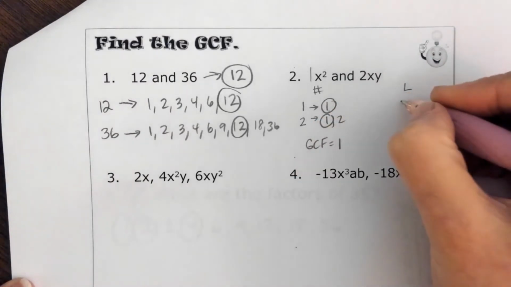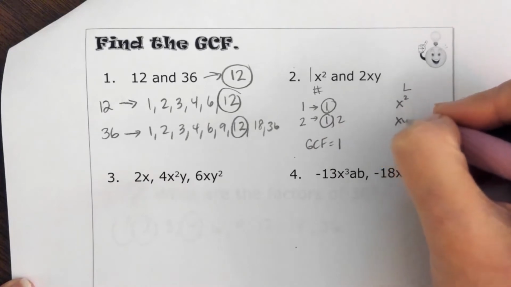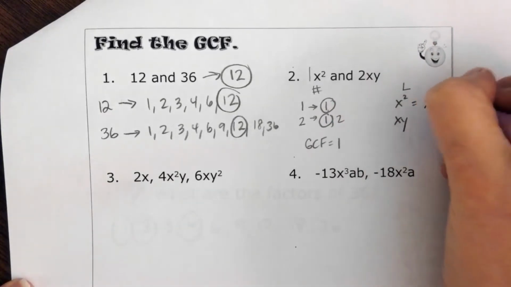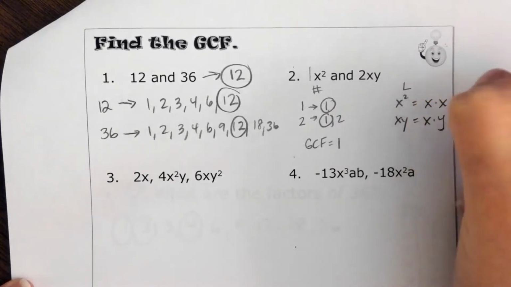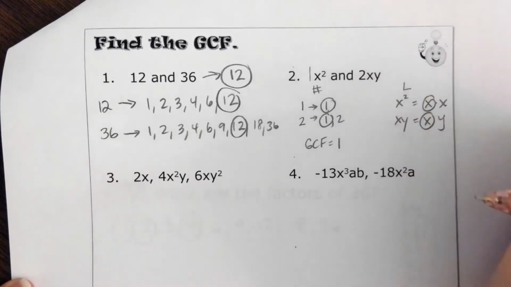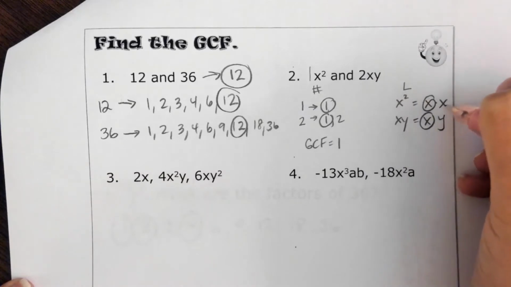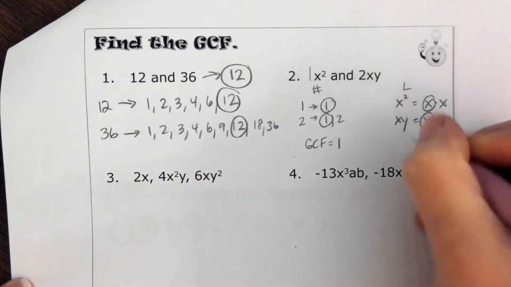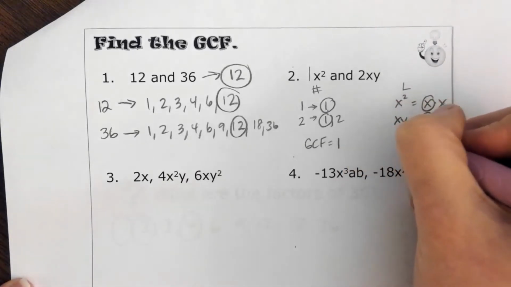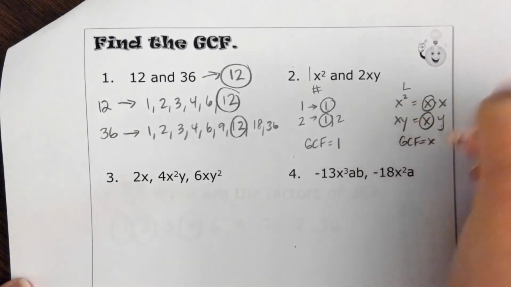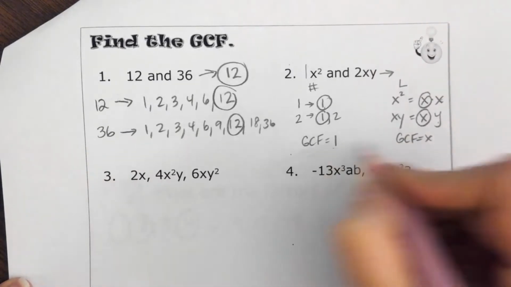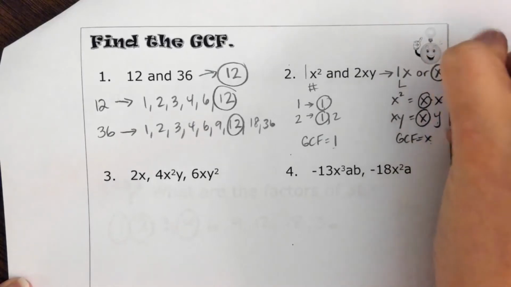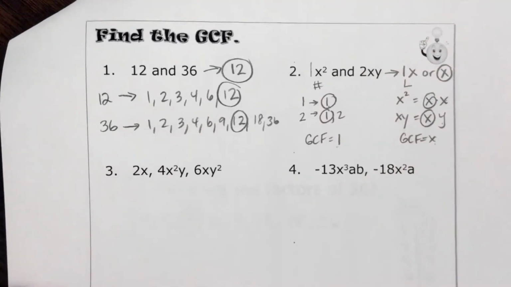Now I'm going to look at my letters. I have x squared and xy. So I'm just going to expand those. So I have x times x and x times y. Well, the thing they have in common, they both have one x. Now I can't say they have two x's because this one doesn't have a y, this one doesn't have another x. So all they have in common is one x. So my greatest common factor of the whole thing is 1 times x, which is 1x, or just plain old x. Okay?